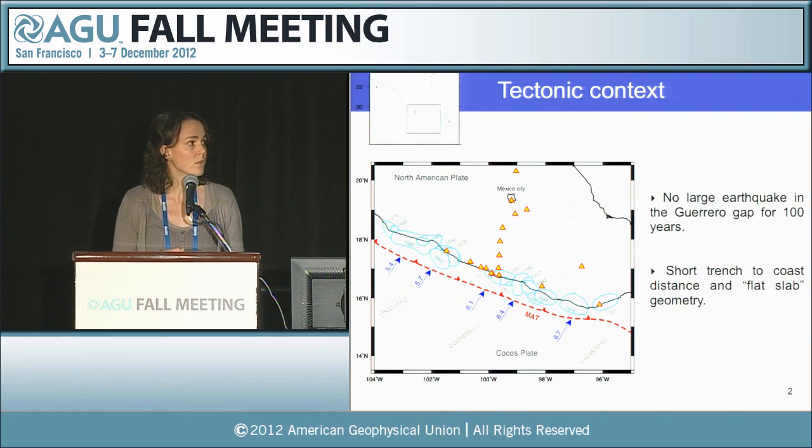Due to the short trench-to-coast distance and the flat slab geometry, the GPS stations, shown in orange, are located just above the subduction interface, and for that reason, this area is well suited to study and record slow slip events.